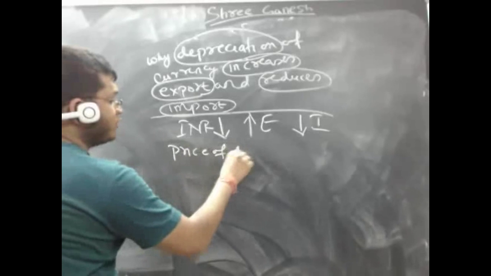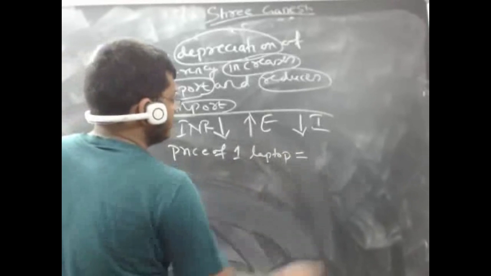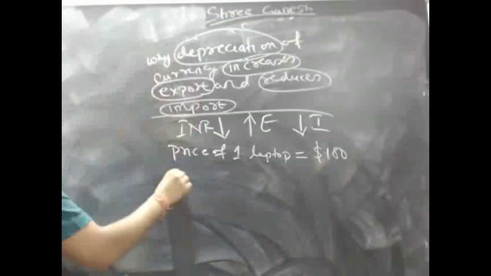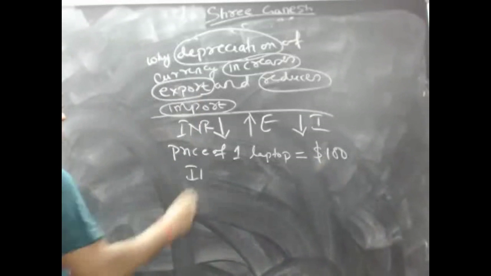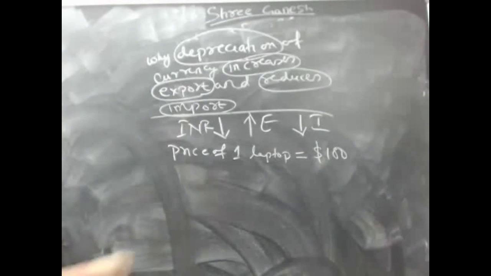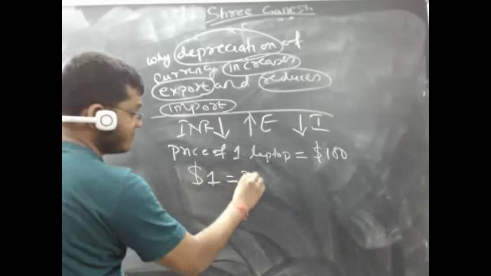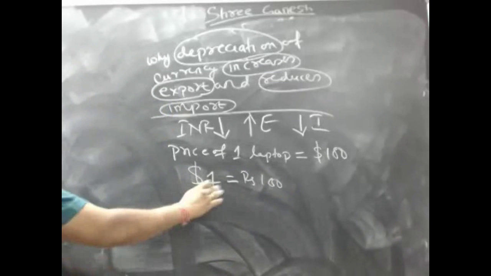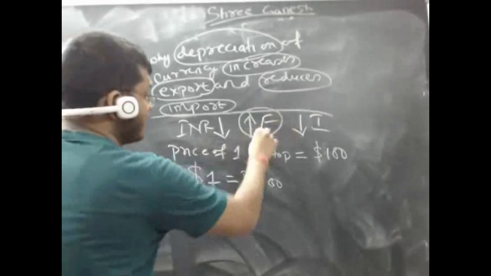Okay. Now suppose price of one laptop is equal to $100. Okay. Now there are two situations. One, there are two prices for INR. First, $1 is equal to rupees 100. Okay. Now when your $1 is equal to rupees 100, then what will happen to the person who is exporting?